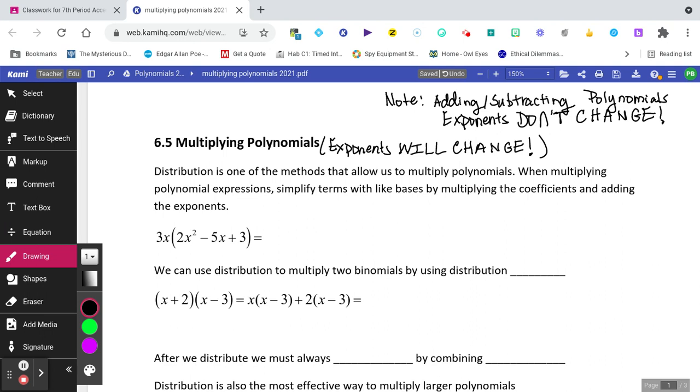My students always get confused on that part. On this, they don't change. On multiplying, they do change. Okay?